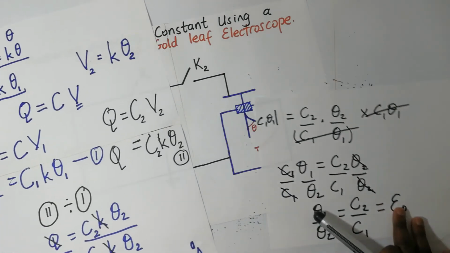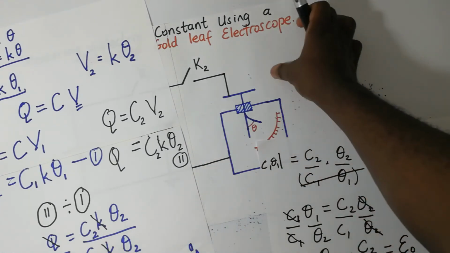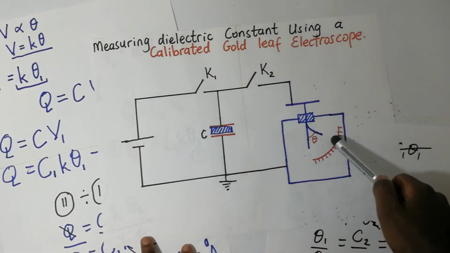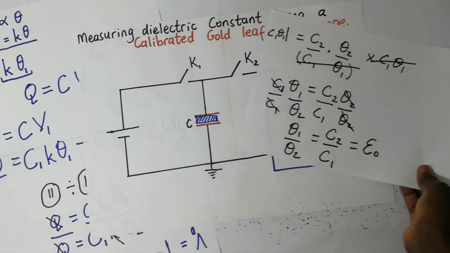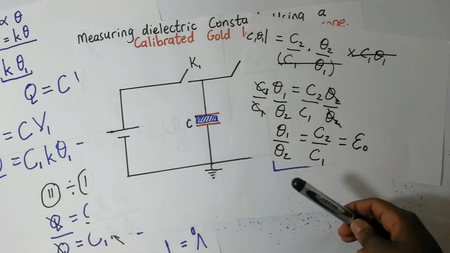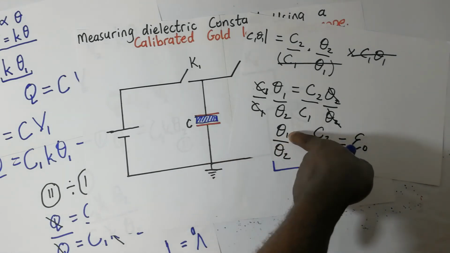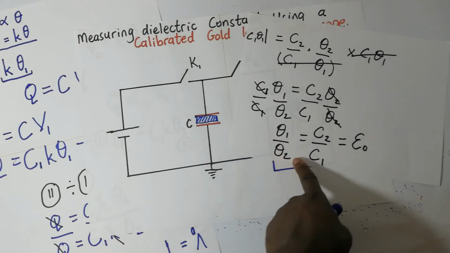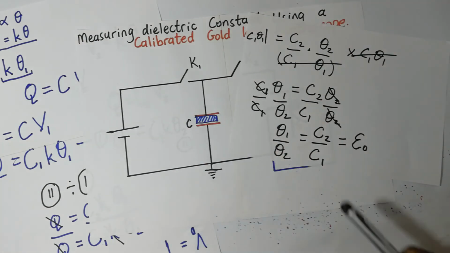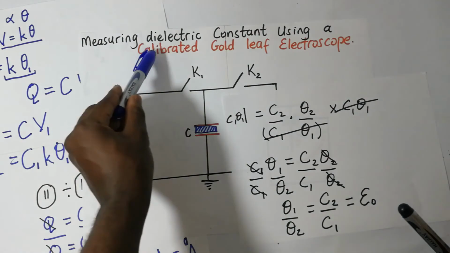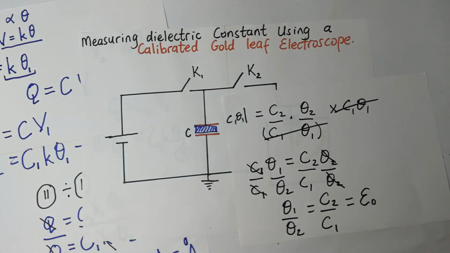So in other words, when we do this experiment right here using this setup and we want to measure the dielectric constant using a calibrated gold leaf electroscope, if we simply get the ratio of the angle or the deflection when there is no dielectric between the plates to the deflection when there is a dielectric between the plates, this ratio is able to get us the dielectric constant. And so that enables us to find the dielectric constant using a calibrated gold leaf electroscope.